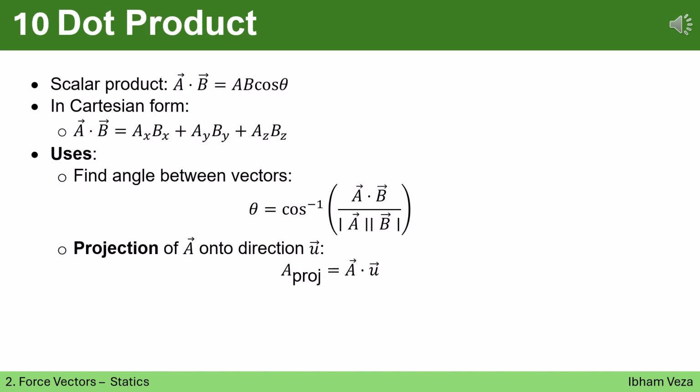The dot product is an important vector operation that produces a scalar result. It can be calculated using vector magnitudes and the cosine of the angle between them, or directly from Cartesian components. The dot product is particularly useful for finding angles between vectors and determining the projection of one vector onto another. These applications frequently appear in statics, mechanics, and engineering design.